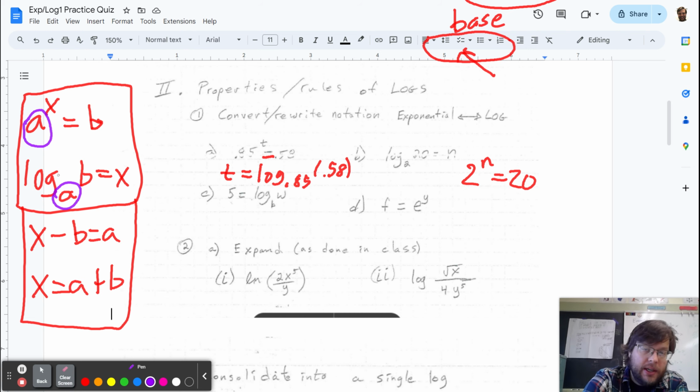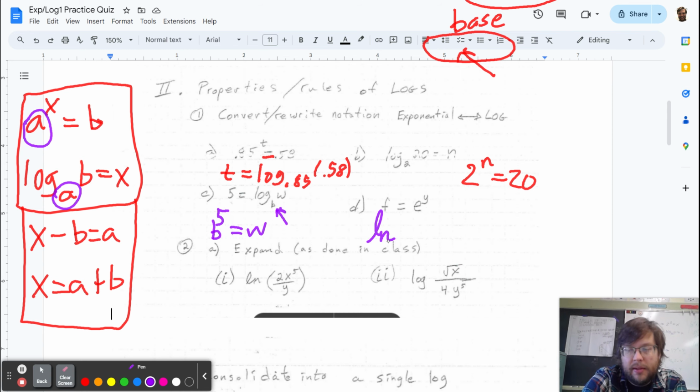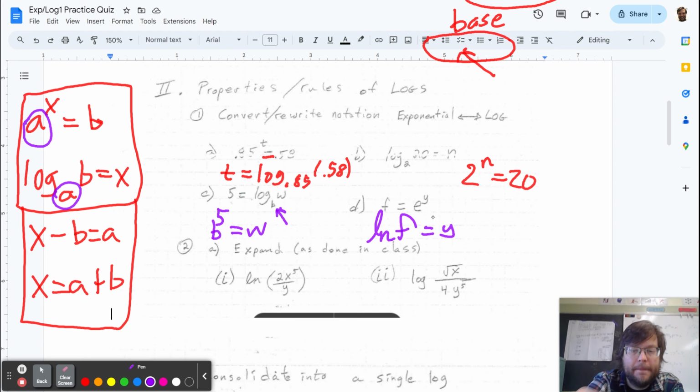So when I look at any sort of problem like this, whatever I see as the base, I keep it on the bottom. The other two just switch sides. Base is e, so I use the ln. That implies a base of e, so the ln of f is equal to y.